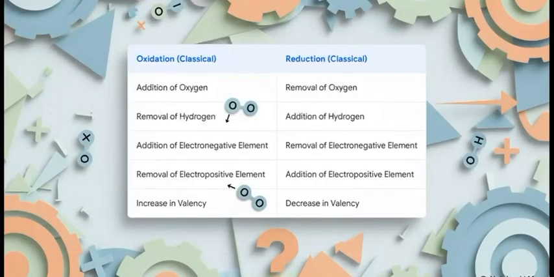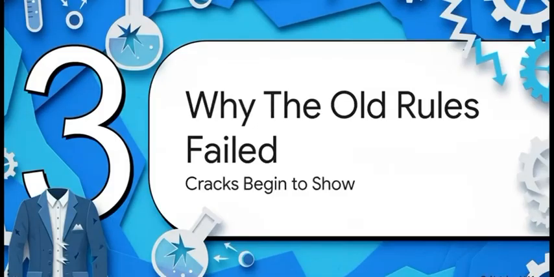And here are those old rules in a nutshell. Oxidation basically meant you were adding oxygen or taking away hydrogen. Reduction was just the opposite. It was a pretty straightforward system, all based on which atoms were physically being shuffled around. And hey, it worked for a lot of the reactions they were dealing with at the time, but it definitely had its limits. As chemistry got more advanced, scientists started discovering all sorts of new reactions.